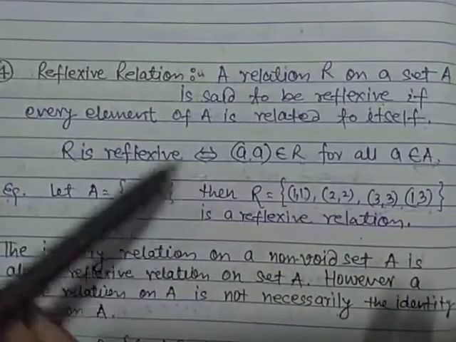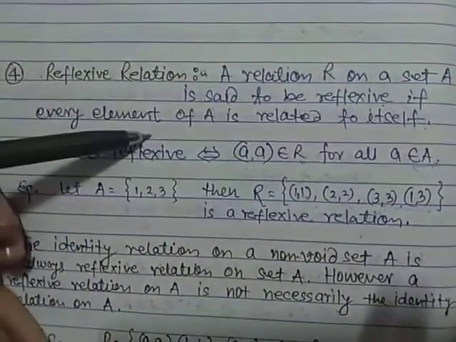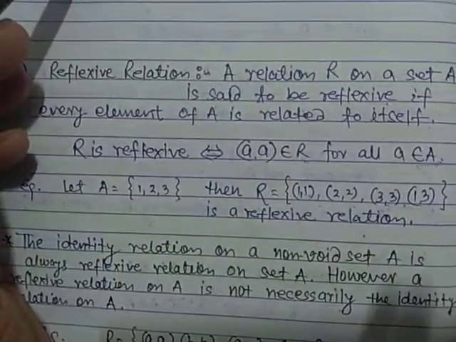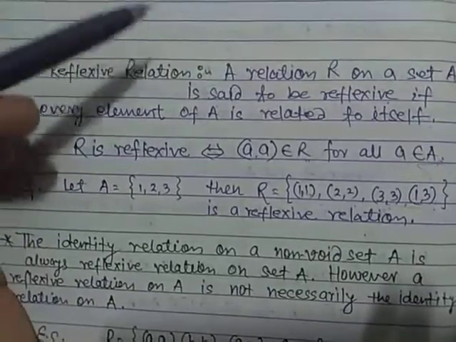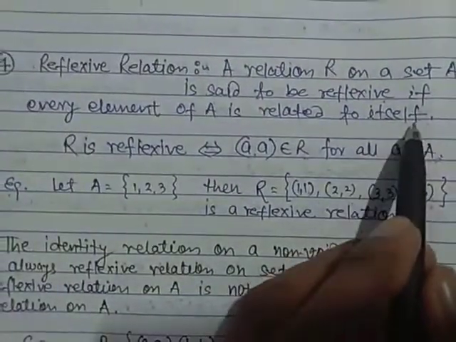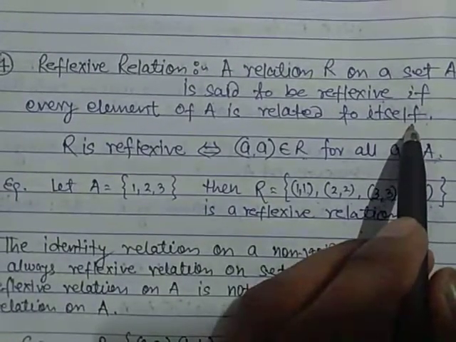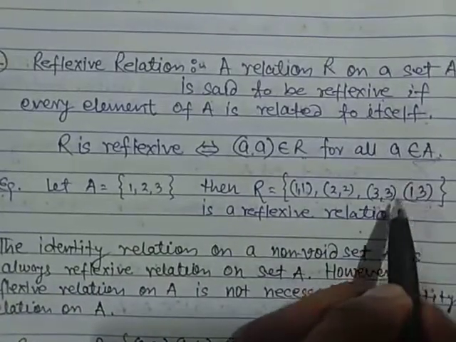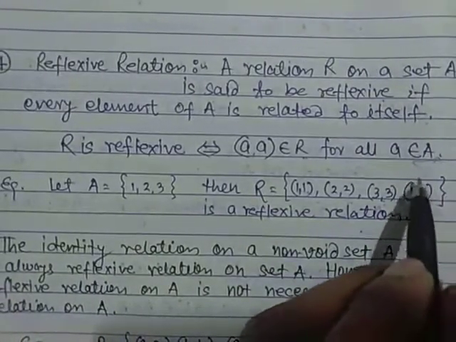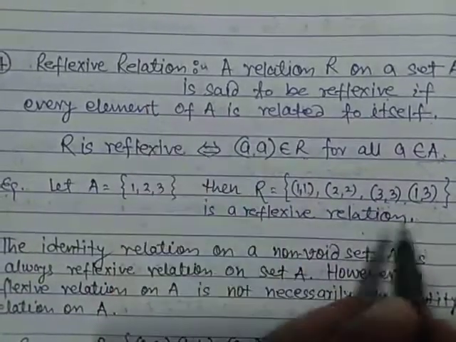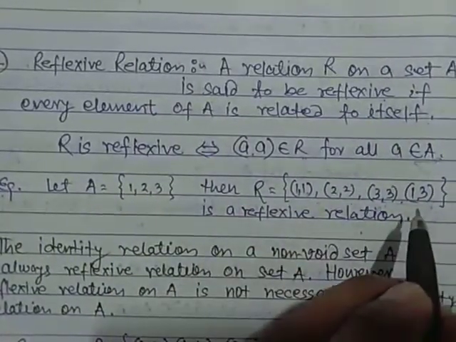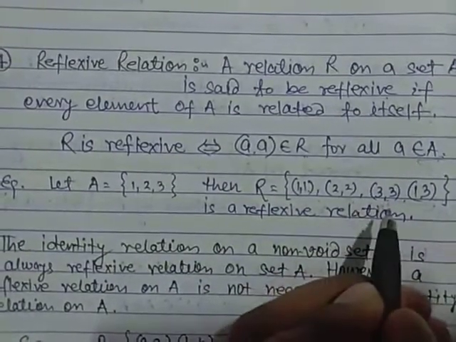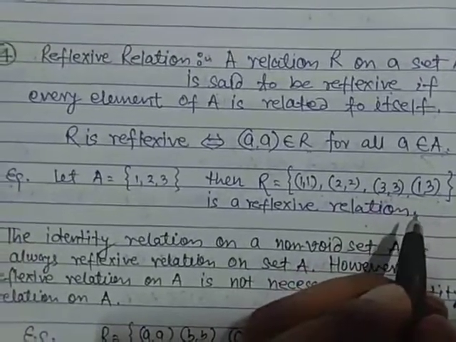There is a slight difference between identity and reflexive relation. In identity, every element of set A is related to itself only. It means no other ordered pair like (1, 3) should be in an identity relation. But in a reflexive relation, there may be (1, 3), there may be (2, 3), there may be (3, 1). Anything may be possible.